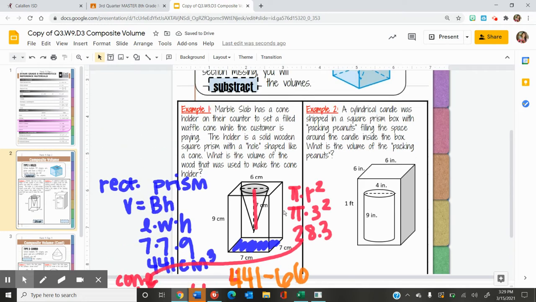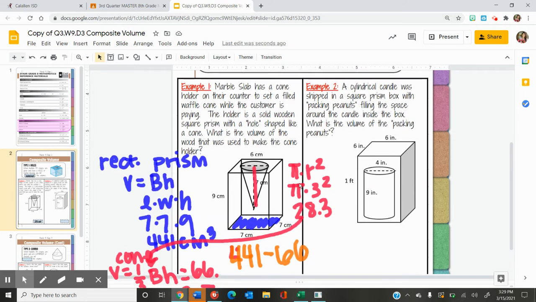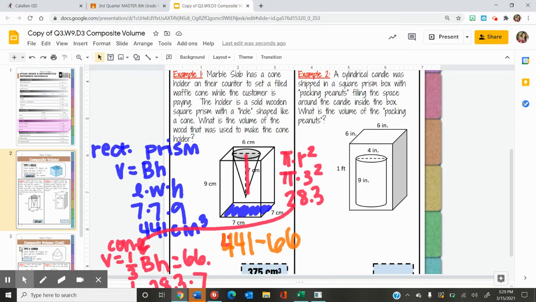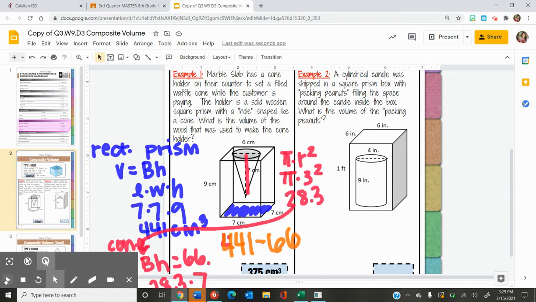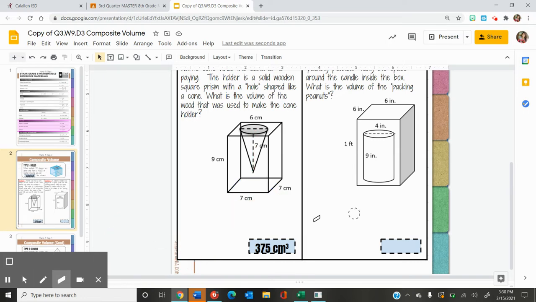So that was the answer for this first example. So now we have example 2. I'm going to go ahead and clear this all out so we can have a fresh screen. If you need to pause to write all this down, go ahead and do so right now. And let's look at example 2.